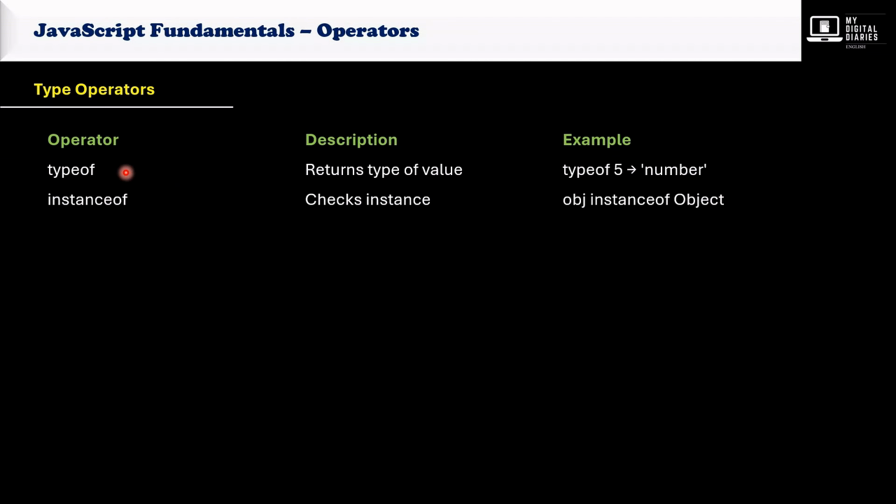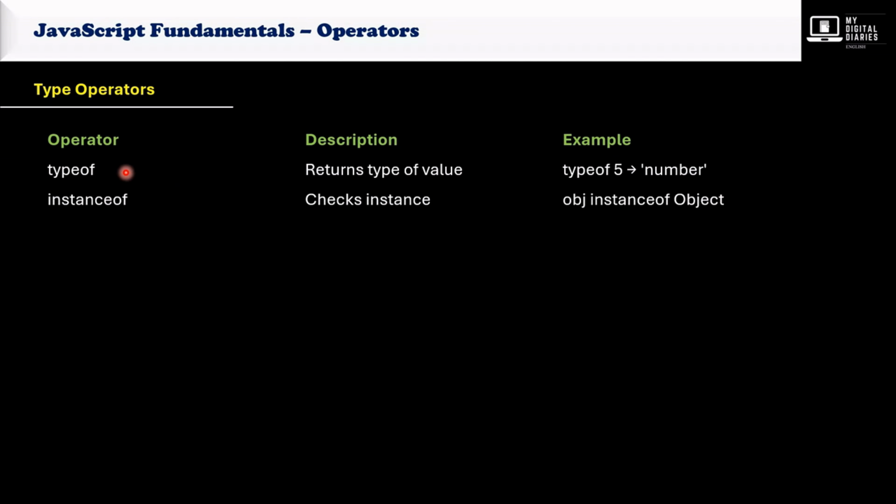And then next is instanceof. So what does the instanceof operator do? It checks if an object belongs to a particular class. So that is checked by the instanceof operator. The instanceof operator checks if that object belongs to a particular class.